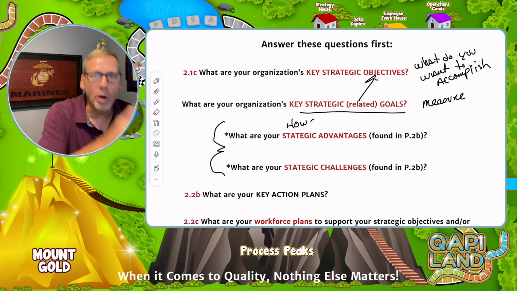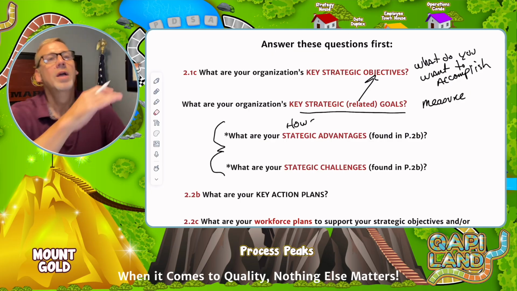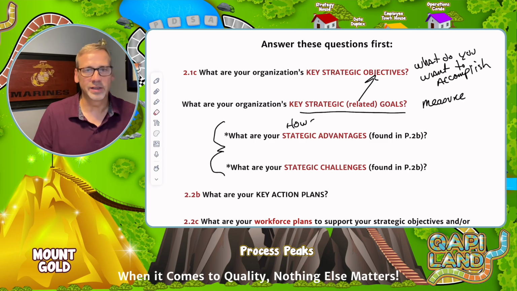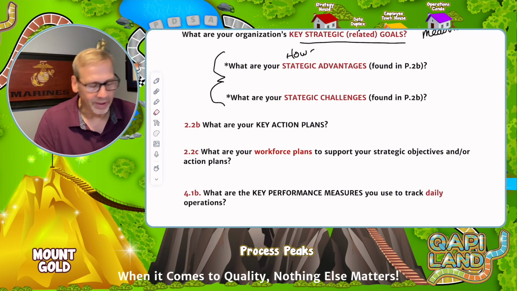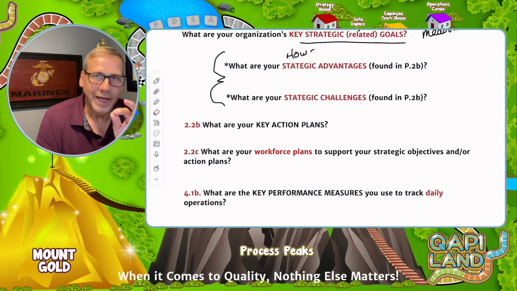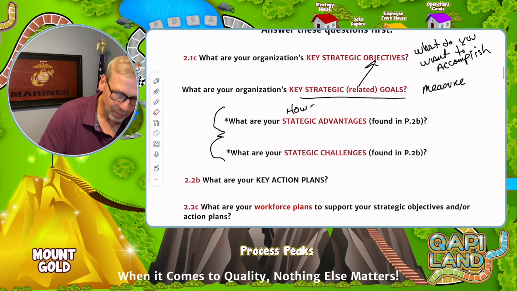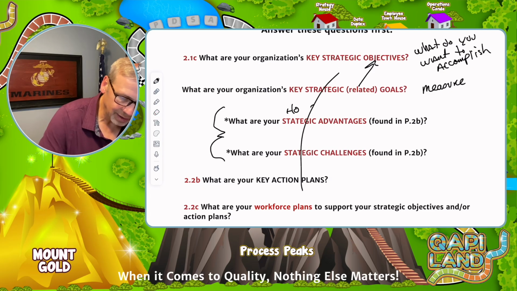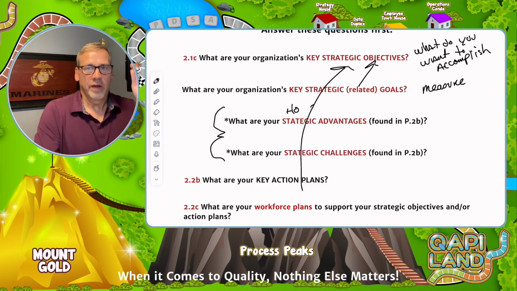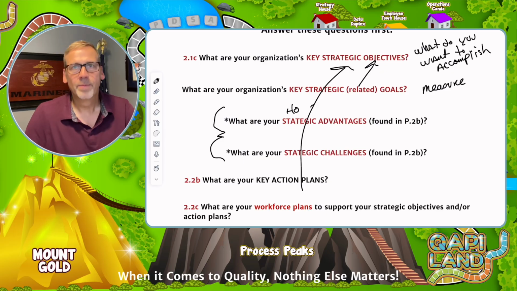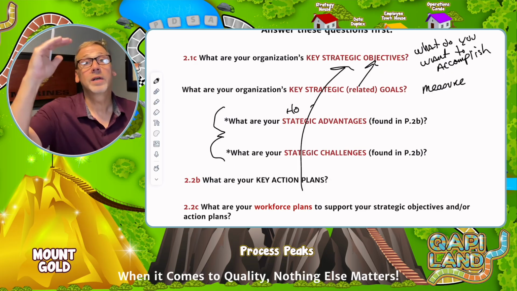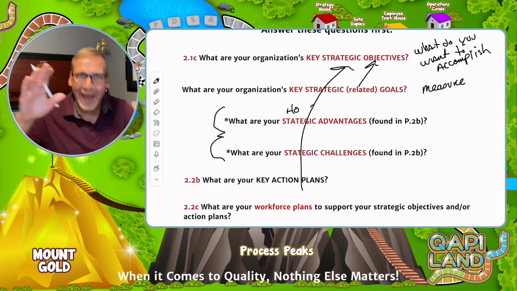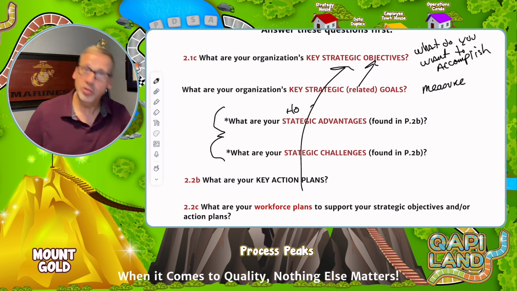So we want to know what our objectives are, what our goals are, what our advantages are, what our challenges are, and then what are your key action plans. Now, a key action plan is based on, again, your strategic objectives. If your key strategic objective is to reduce turnover, then you must have come up with 2, 3, 4 things that you're going to do, actions you're going to take to try to reduce turnover.